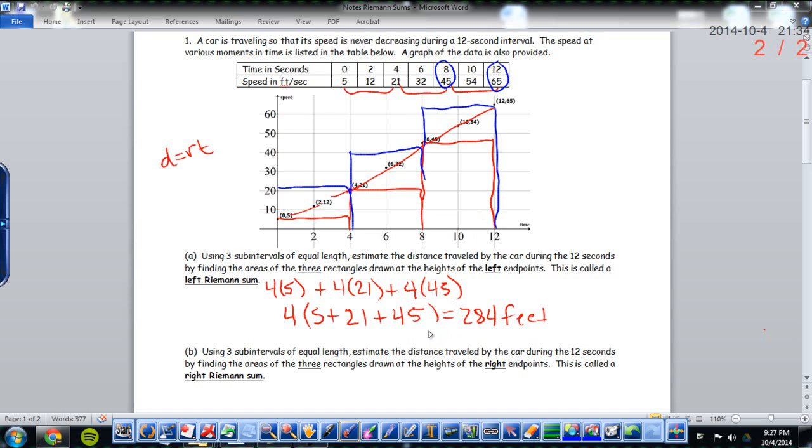So now I'm going to use these blue rectangles to estimate the distance that that car travels. I'm just going to jump to this second line that I did up here in part A. Each of my intervals has a length of 4, and the height of the first rectangle is 21. The height of the second rectangle is 45, and the height of the third rectangle is 65. And if you type that into your calculator, you get 524 feet.